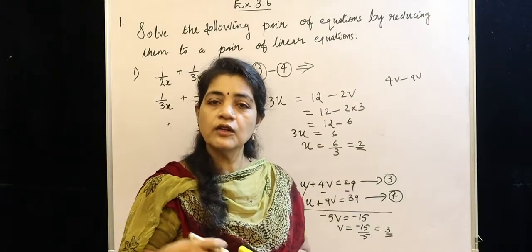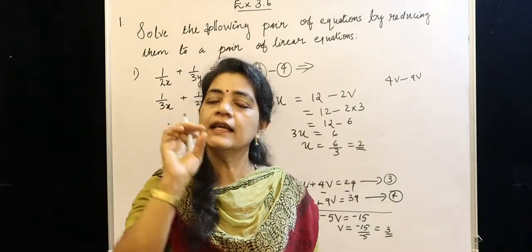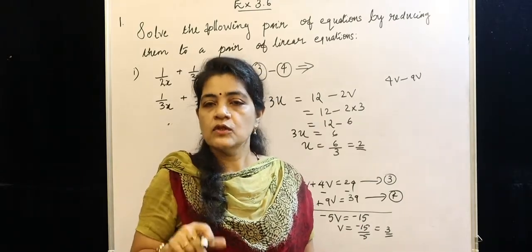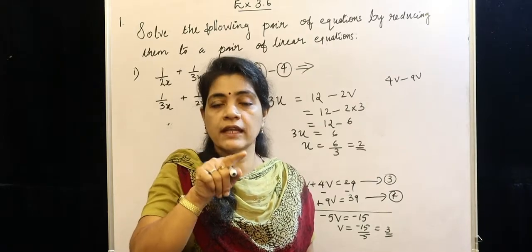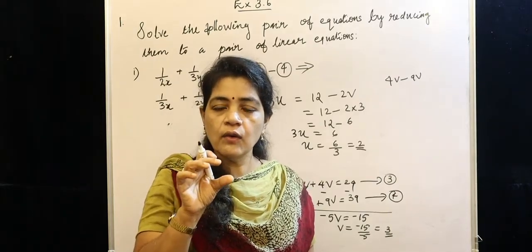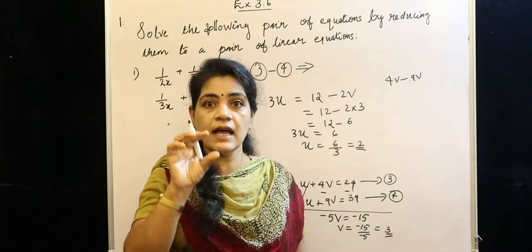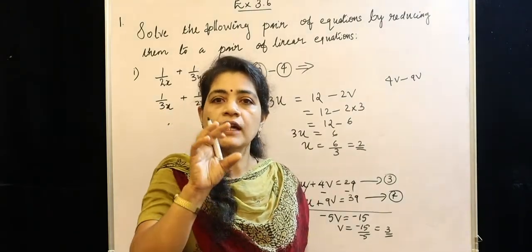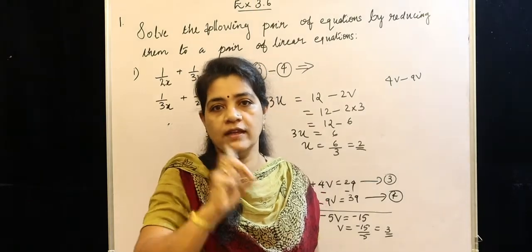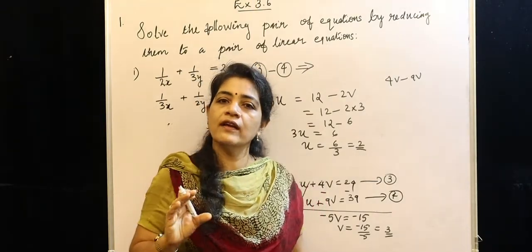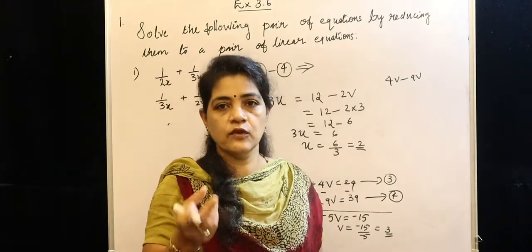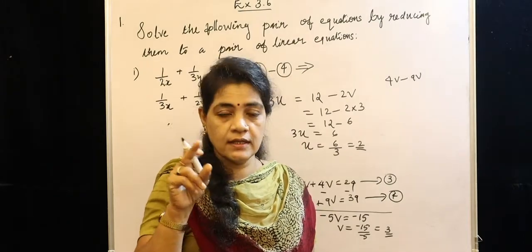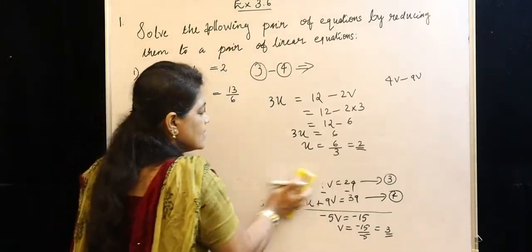But what we need is to solve the given equation. In the given equation, the variables are x and y, not u and v. So we have to resubstitute. What have we taken? We substituted 1 by x as u. So from that you can easily calculate the value of x. Our aim is to get the value of x. For that you have to resubstitute, in the first step, 1 by x is equal to u.